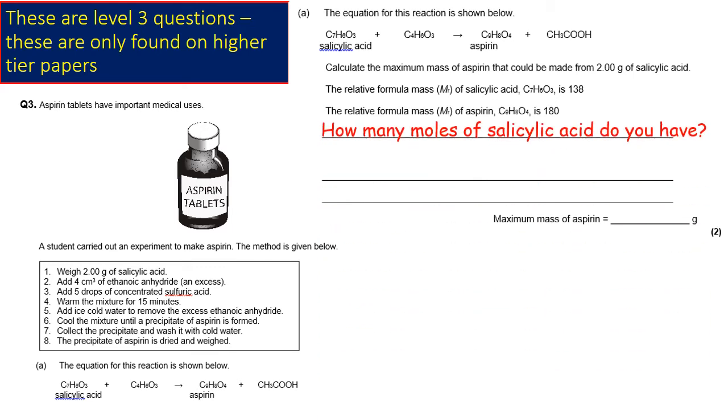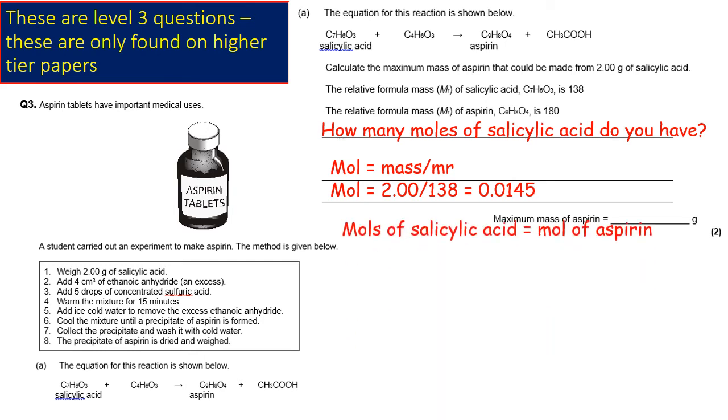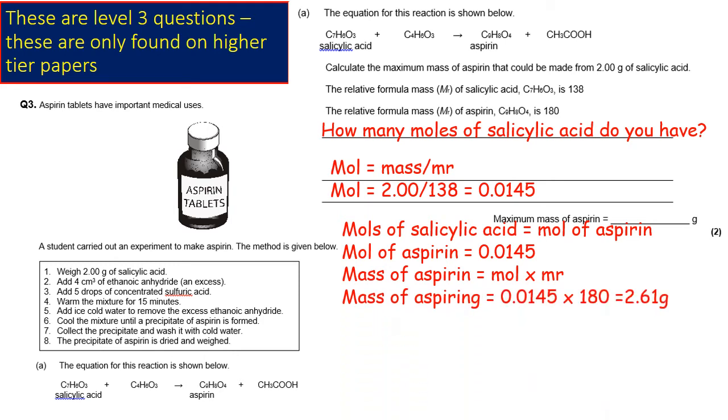So how many moles of salicylic acid do we have? Well, we can use our triangles again and use our mole equation: moles equals mass divided by Mr. So moles equals 2 divided by 138, and that gives us 0.0145 moles of salicylic acid. And as we said already, moles of the acid equals moles of aspirin, so we know our moles of aspirin. We can now work out the mass because we know the moles and we know the Mr, and that gives us a value of 2.61 grams.